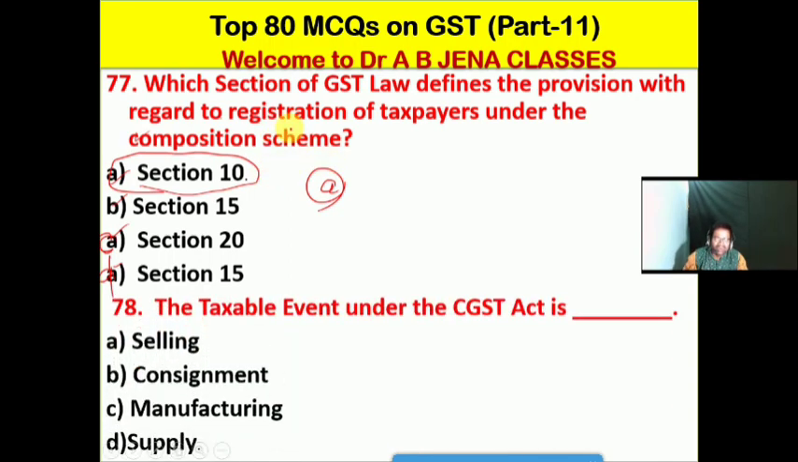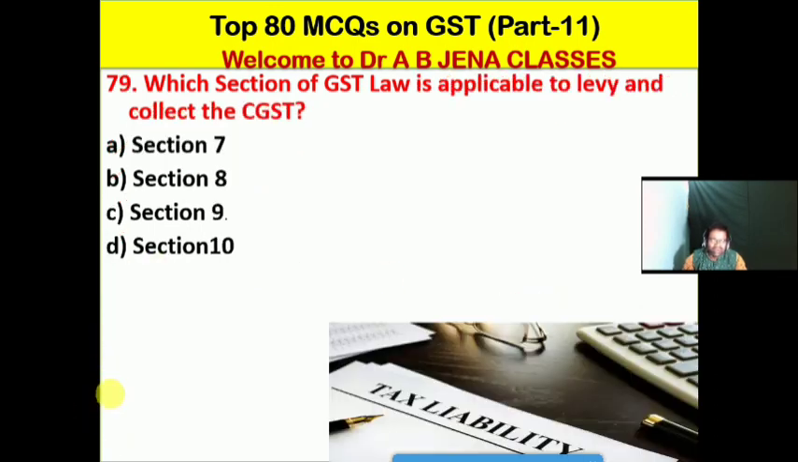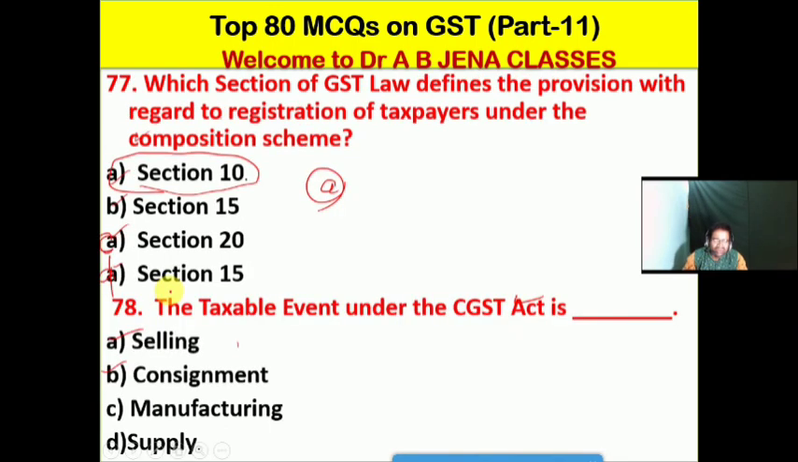So next one हम देखेंगे, the taxable event under the CGST Act is what? A) selling, B) consignment, C) manufacturing, D) supply. No doubt, friends. So D is the right option for this MCQ. The taxable event under the CGST Act is a supply. So D is the right option for this MCQ.